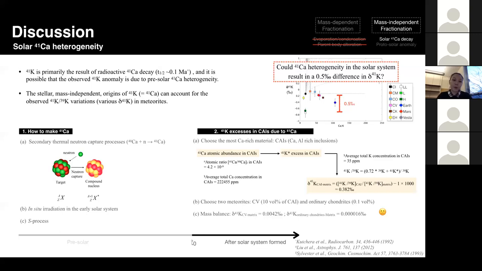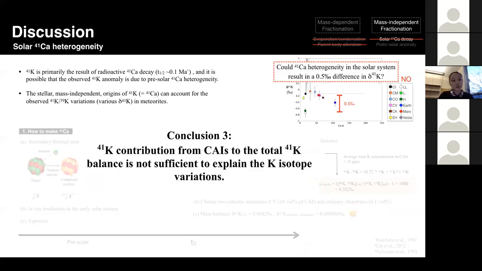And because the bulk potassium concentrations in the matrix and in CAI are very different, if we had a chondrite fragment that contained 99% of the CAI, for example, it would only contribute less than 0.1 per mil. So our conclusion here is that potassium-41 from CAI to the total potassium-41 balance is not sufficient to explain potassium isotope variation, and that potassium-41 heterogeneity is likely presolar.